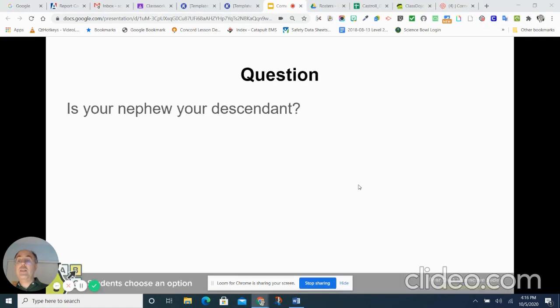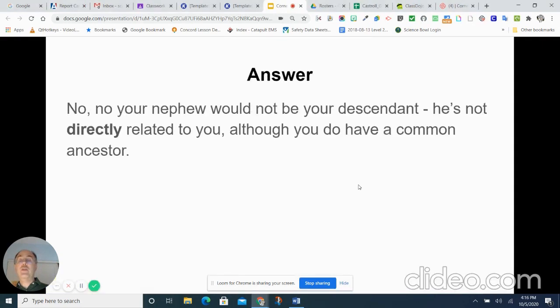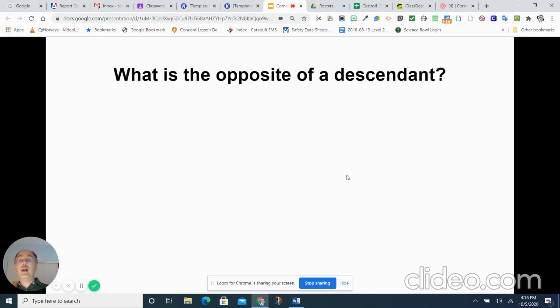Is he your descendant? Put your answer in the chat box. The answer is no. Your nephew isn't your descendant because he is not directly related to you, although you do have a common ancestor. You are not an ancestor descendant, but you are related. So what's the opposite of a descendant? The opposite of descendant is called an ancestor.